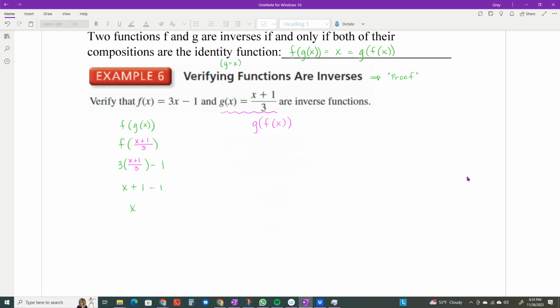Now let's do g of f of x. That's g of, what's f of x? F of x is 3x minus 1. And so what does g say? G says whatever you have in parentheses, add 1 to it and then divide by 3. So in my parentheses is 3x minus 1. And this time I'm going to simplify my numerator. 3x minus 1 plus 1 is 3x over 3. And then I simplify. So those are the steps that you have to show me. You cannot just jump from here to here. I need to see some intermediate step of things working out.